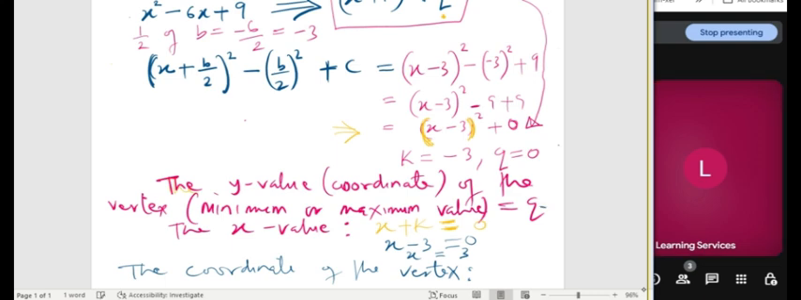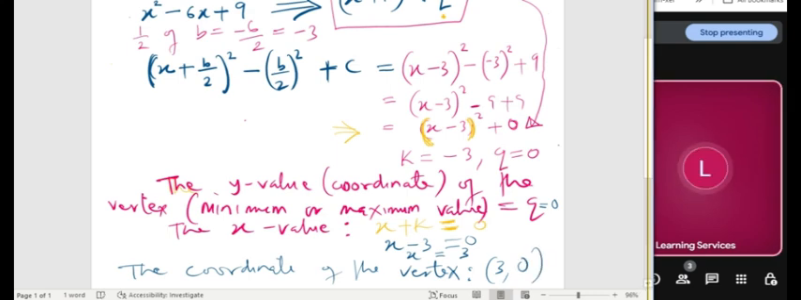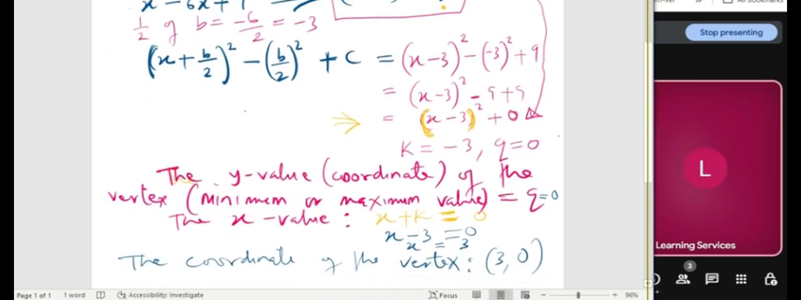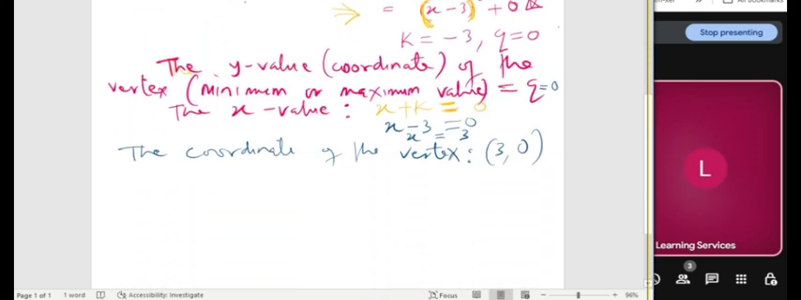Okay, so remember, what's even q here? 0. So the coordinate of the vertex is what? 3, 0. In fact, the graph will form, we cut the x-axis at one point. Talking about discriminant.